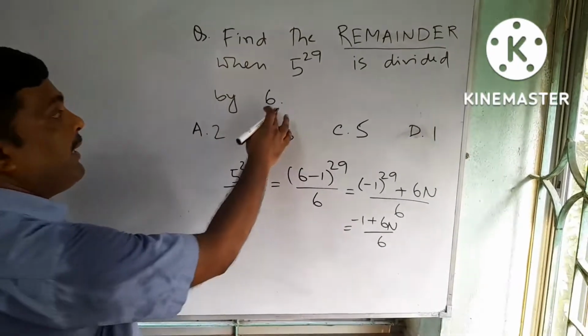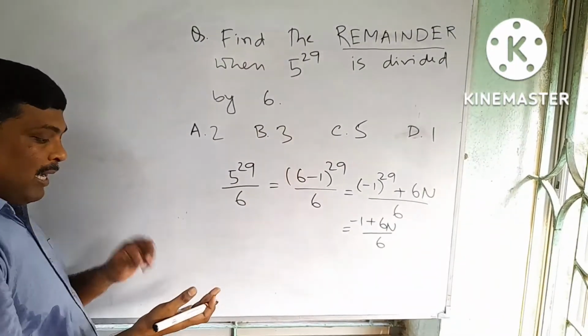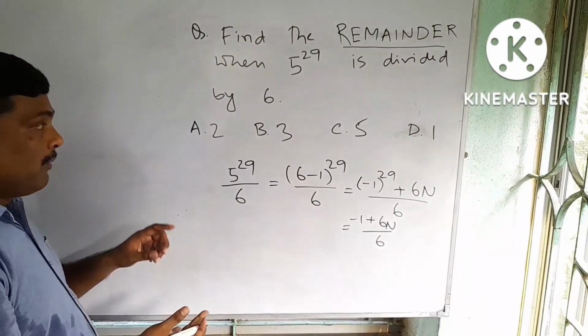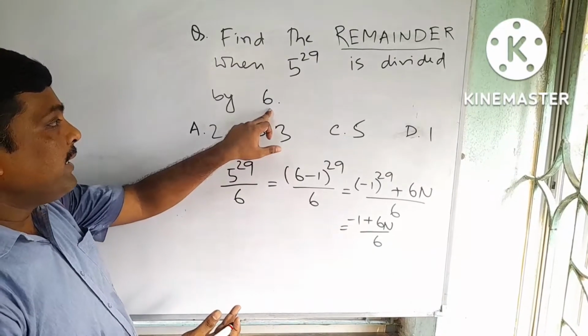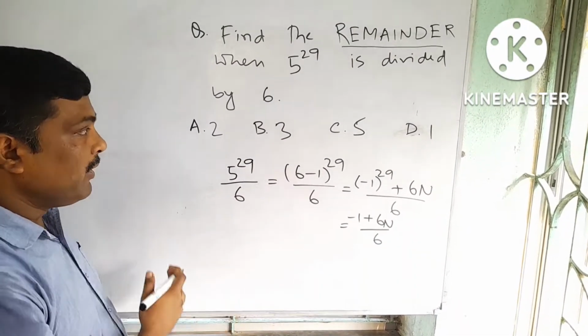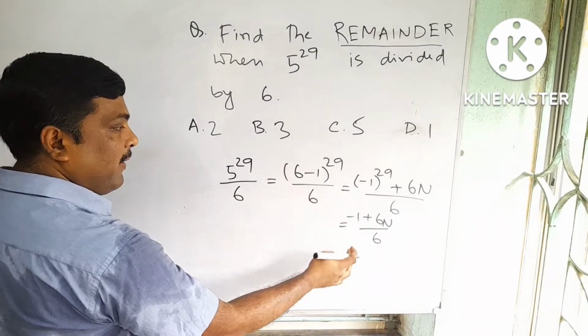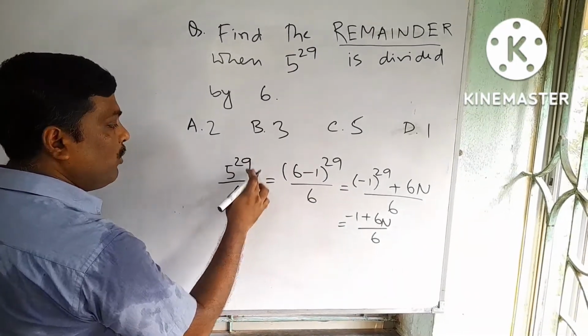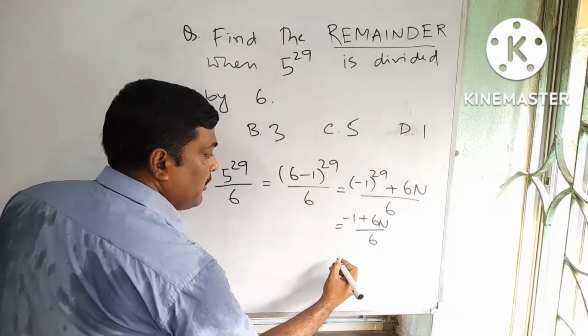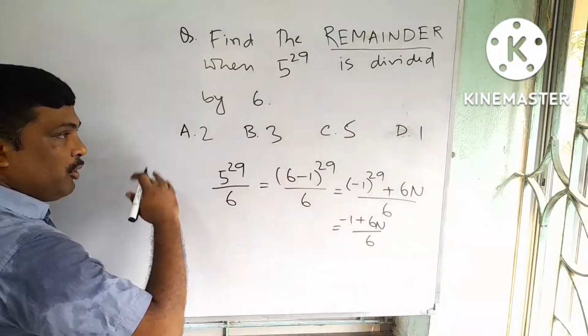But we are dividing by 6. The remainder is either 0, 1, 2, 3, 4 or 5. It cannot be minus 1. Okay. We are dividing 5 to the power 29 by 6 and getting remainder minus 1, but the remainder must be within 0 to 5.